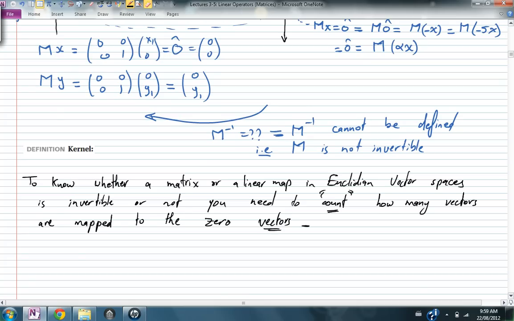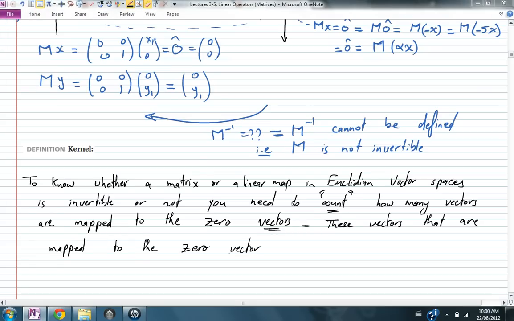And these vectors that are mapped to the 0 vector. So again, these vectors that are mapped to the 0 vector are called the kernel set.